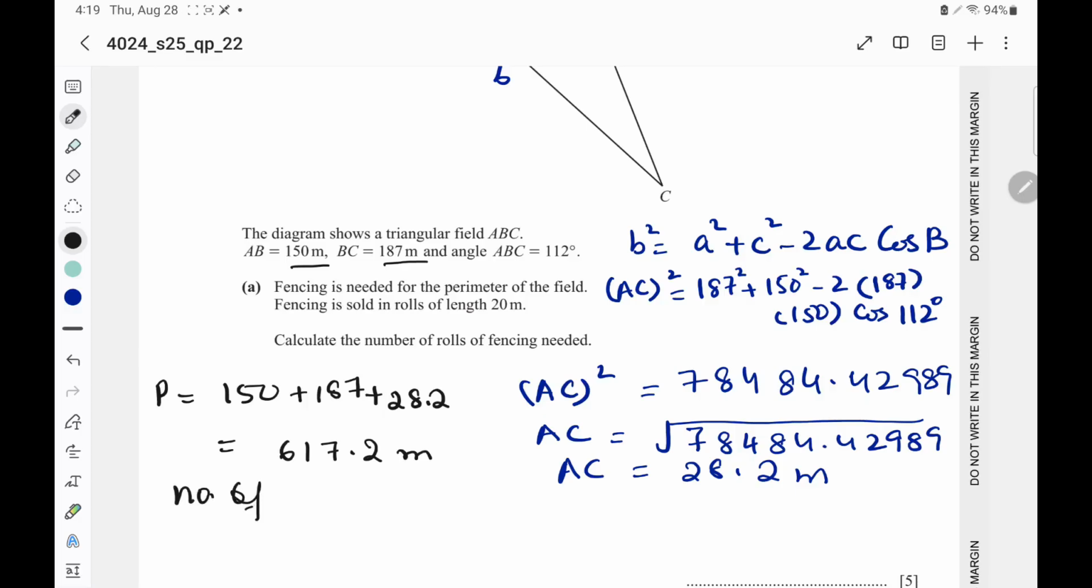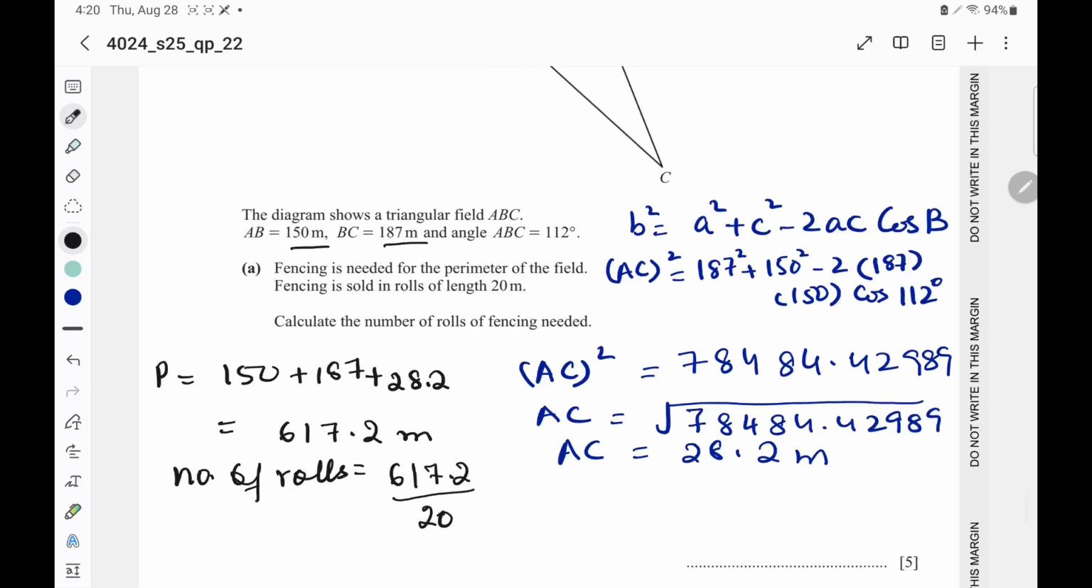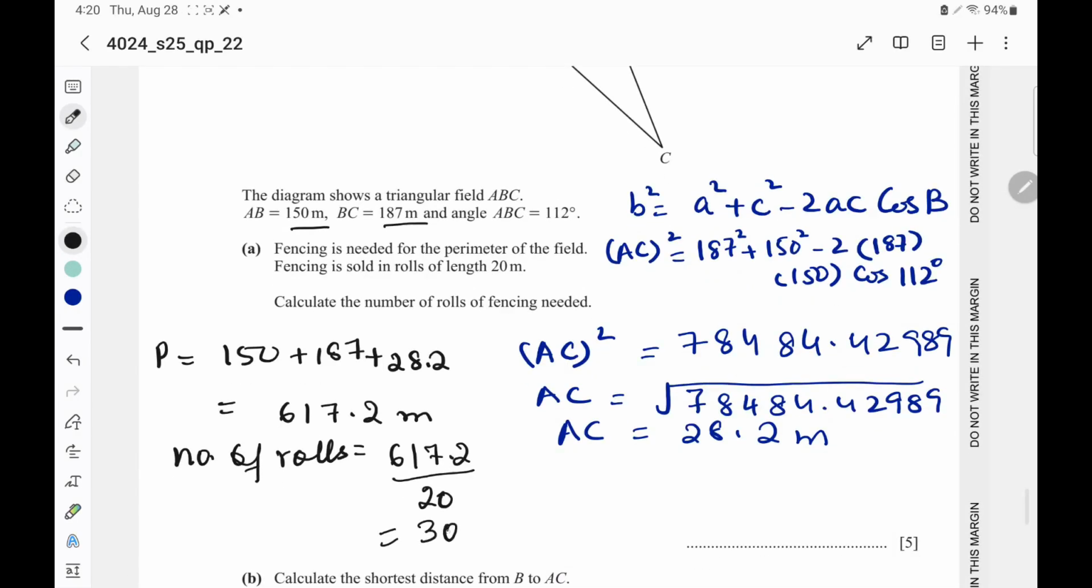The number of rolls required is equal to 617.2, which is the total length required, divided by 20, since each roll has 20 meters, and you get 30.86. But you need 31, because if you just write down 30, then 617.2 meters can't fit in. So you need 31 rolls required for this fencing.